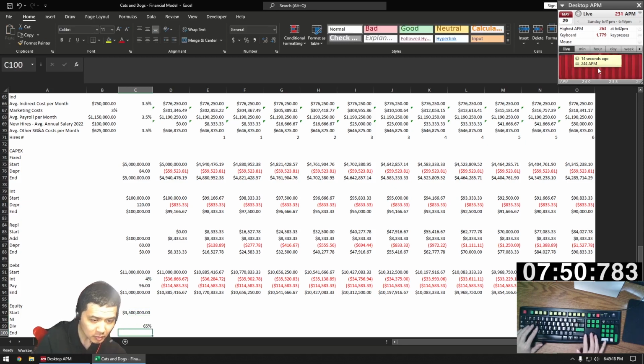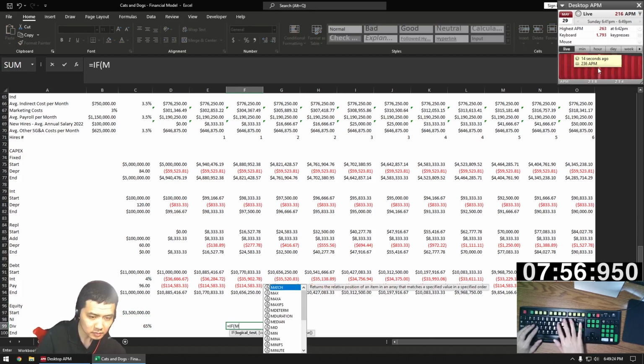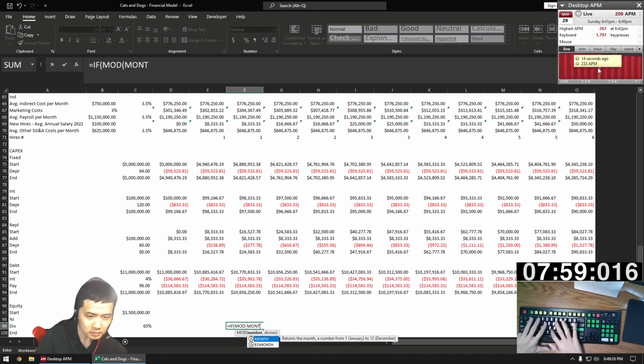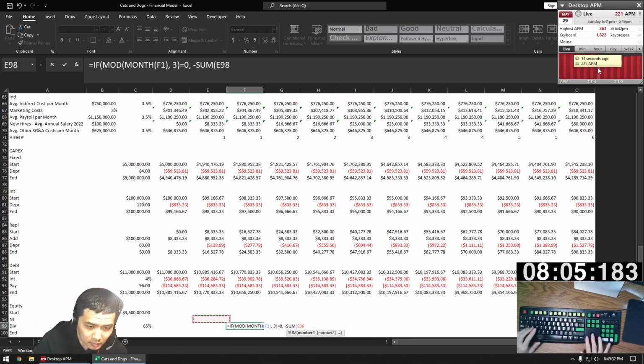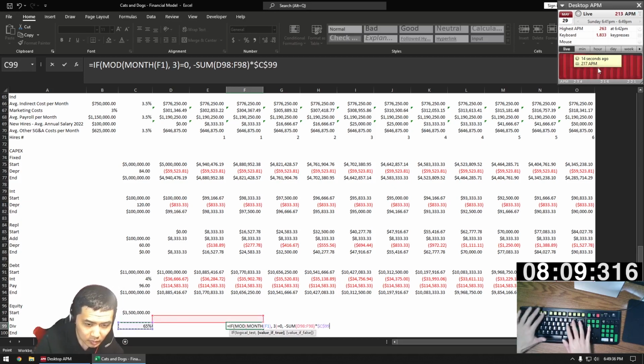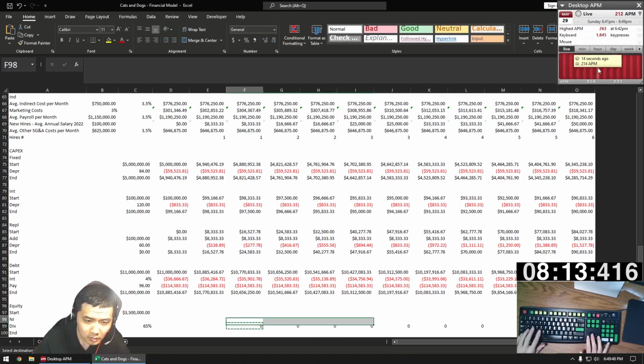Our starting balance here is $3.5 million. And then you pay out some dividends. In this case, the case gives you 65%. And we're going to pay this out quarterly. So I'm going to use the mod function here to only pay out on months divisible by 3. But when we pay out, it's 65% of the entire quarter, not just that month. Okay, you see that here.